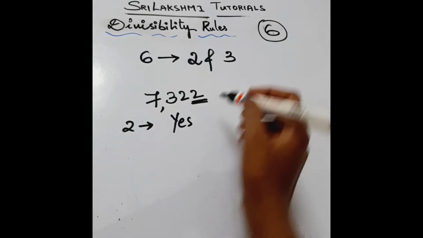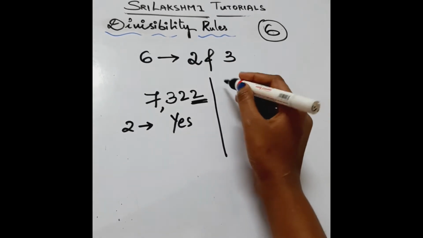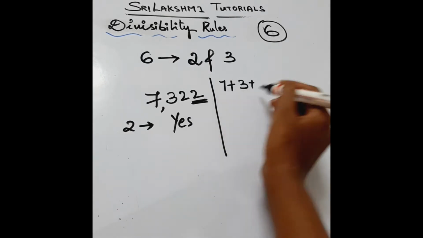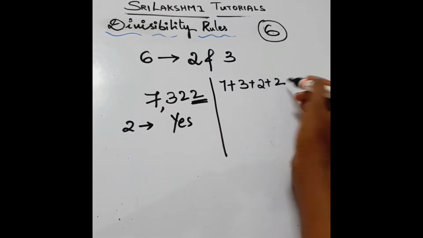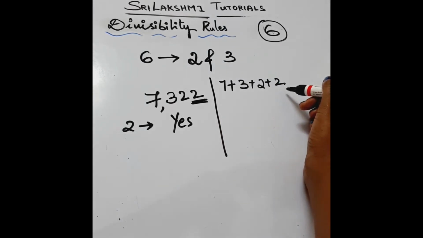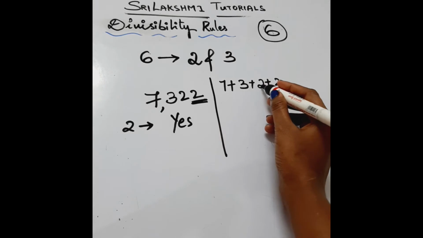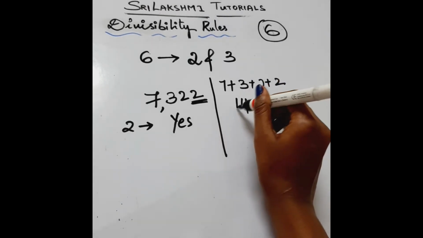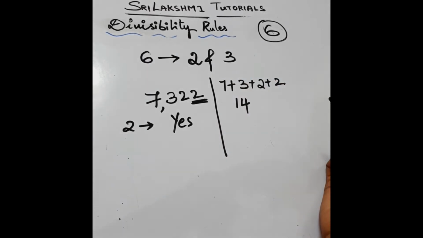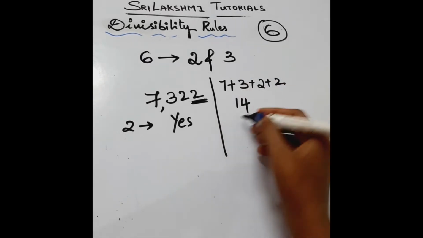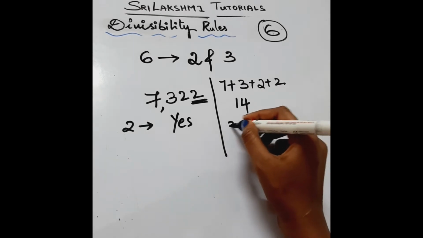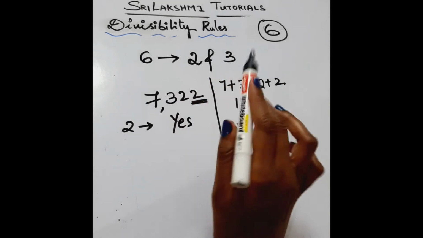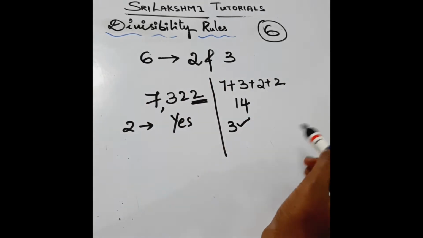Now we will see the divisibility rule for 3. Add the digits of this number: 7 plus 3 plus 2 plus 2. What is the total? 7 plus 3 is 10, 10 plus 2 is 12, 12 plus 2 is 14. Now, is 14 divisible by 3? No. So the divisibility rule of 3 is not satisfied by this number.